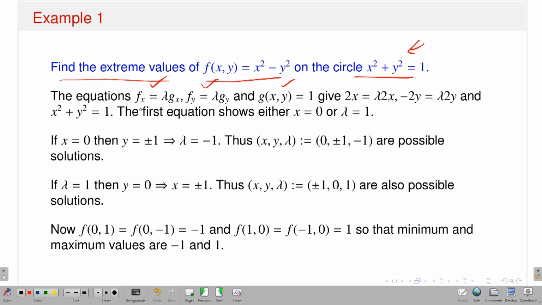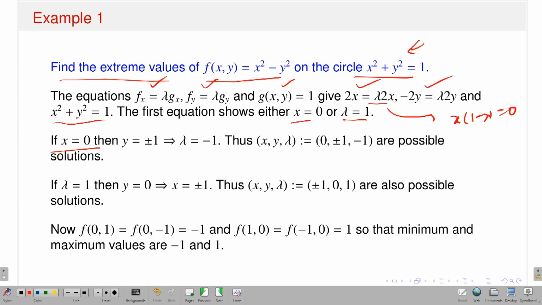If I solve it, the first one will give you 2x is equal to lambda times 2x, the second one will give you 2 minus 2y is equal to lambda times 2y, and the third one is x squared plus y squared is equal to 1. You have to just solve it. The first equation shows you have only two possibilities because it is 2x is equal to lambda times 2x. If I take x common, x times (1 minus lambda) is equal to 0. So either x is equal to 0 or lambda is equal to 1.